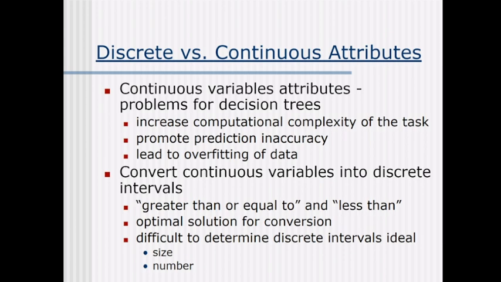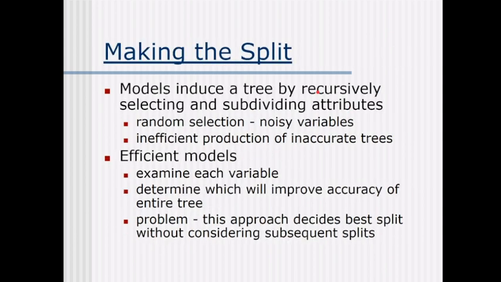Discrete versus continuous attributes. Continuous attributes, as we discussed in the last meeting, are problems for decision trees. Why? Because they increase the computational complexity of the task, promote prediction inaccuracy, and lead to overfitting of data. Convert continuous variables into discrete intervals, so greater than or equal to, and less than. An optimal solution for conversion is difficult, as is determining the ideal discrete intervals. Size and number, so making the split.